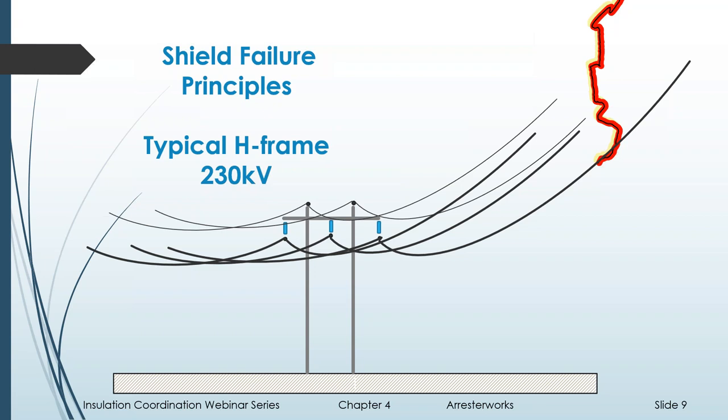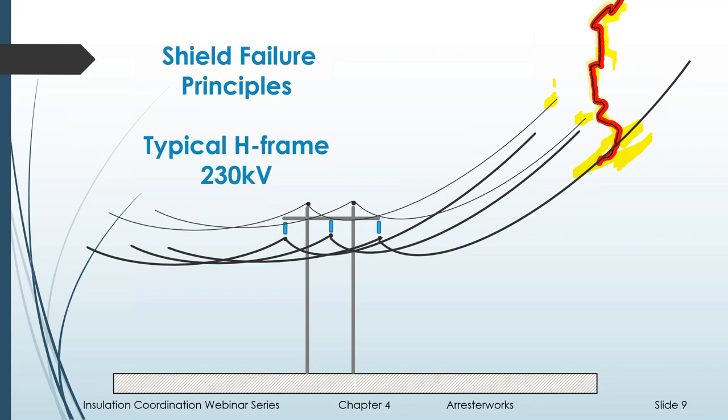So going to the next slide, this is an example of what shield failure is. Shield failure is by definition when the surge hits directly onto the phase and goes right past the shield wires. And it's usually a fairly low current surge. We know from our studies that it's low current. You'll see in a few minutes why.